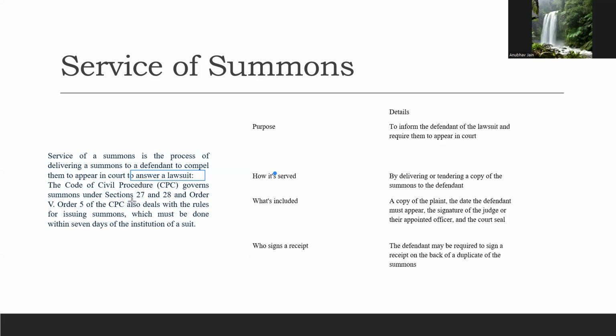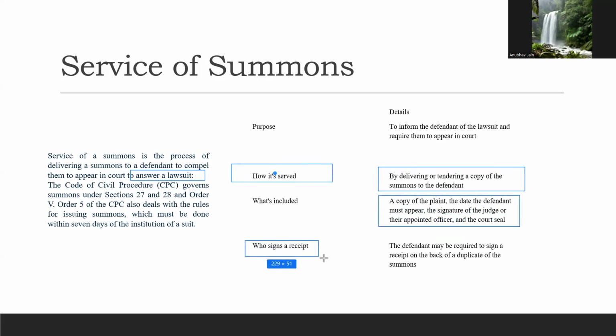Now, these are governed by Section 27 and Section 28 of the CPC, along with Order 5. So, how is it served? By delivering and tendering a copy of the summons to the defendant. A copy of the summons also contains a copy of the plaint.